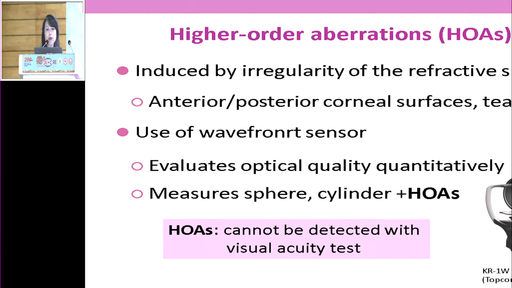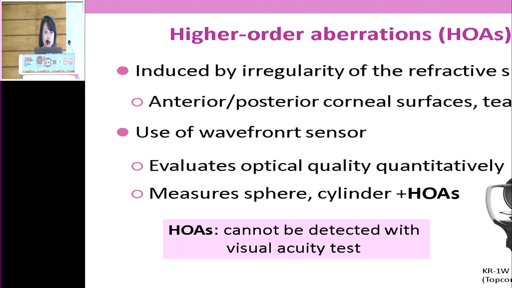As you know, aberrations occur in eyes with corneal disorder or ocular surface disorder. Aberrations can be induced by irregularity of the refractive surfaces, such as the anterior corneal surface, posterior corneal surface, or tear film. I believe you are familiar with the wavefront sensor. The wavefront sensor can evaluate optical quality quantitatively.